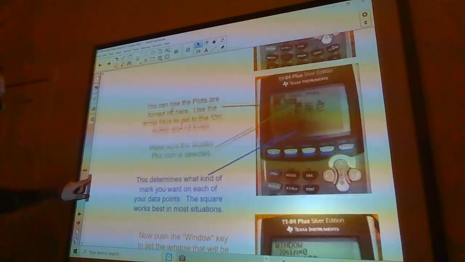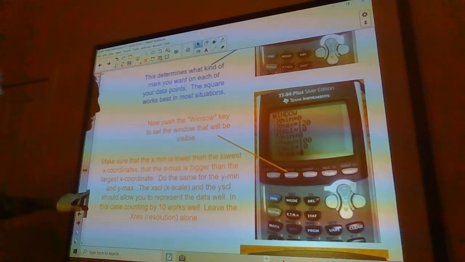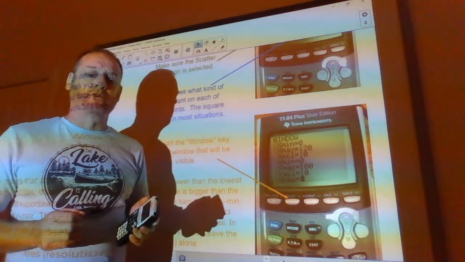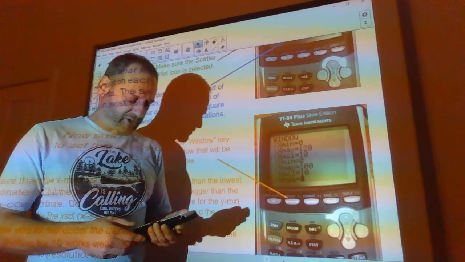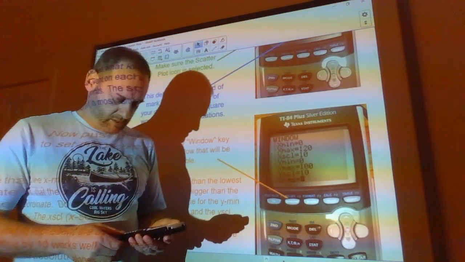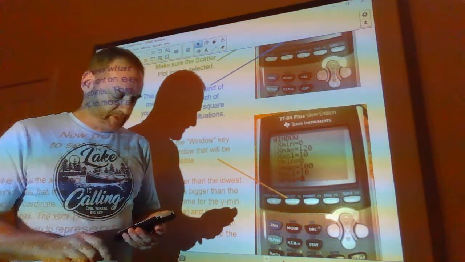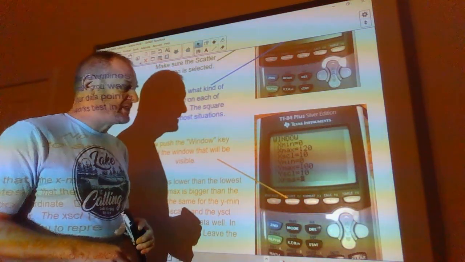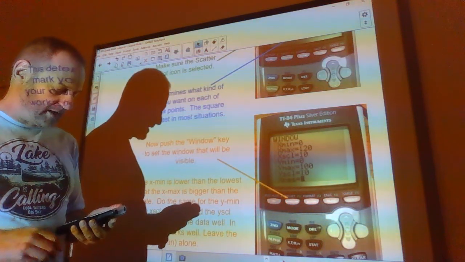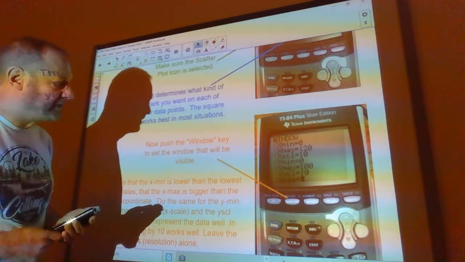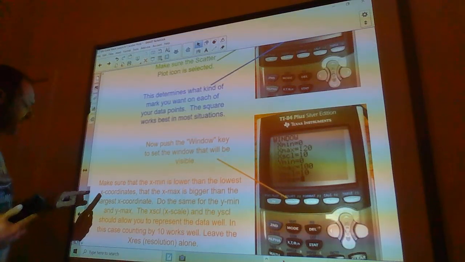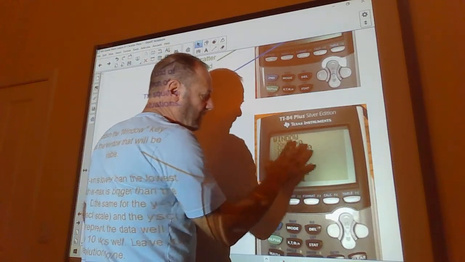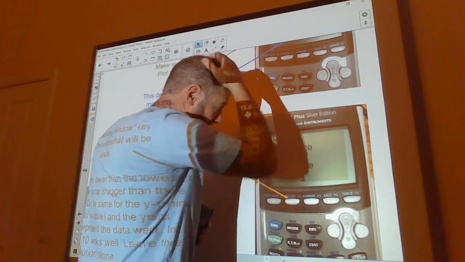So once I've done that, now what I have to do is I have to determine where my window is going to be. Because if I try to graph it right now, I hit graph, and I got nothing showing up on my screen. And the reason is my window is off. Okay. So here's what I need to do. This is my screen that's right here. I got to determine what part of the graph I am going to look at.